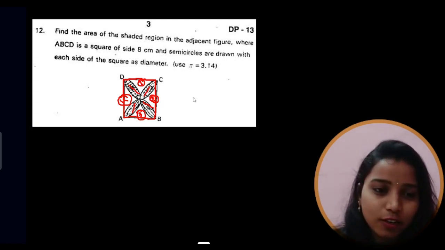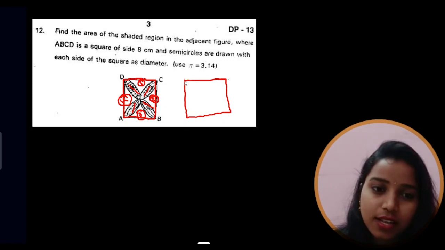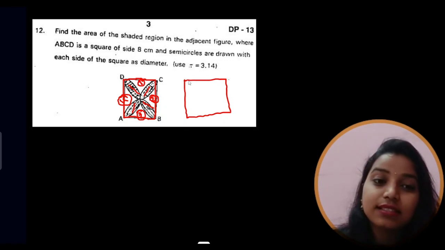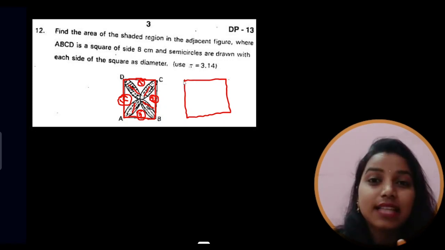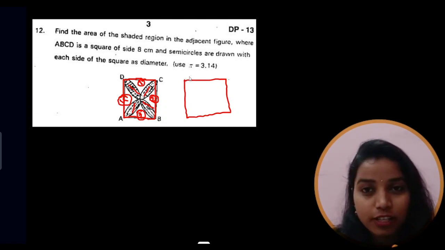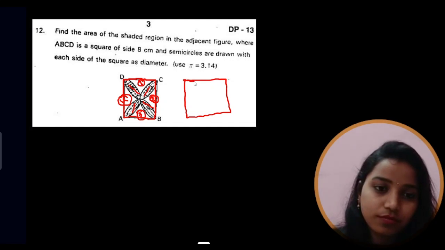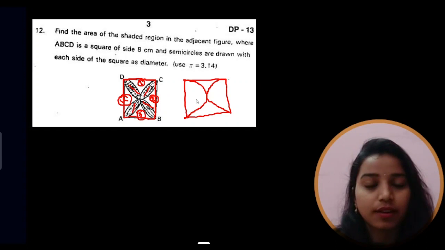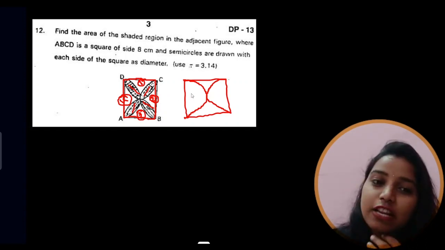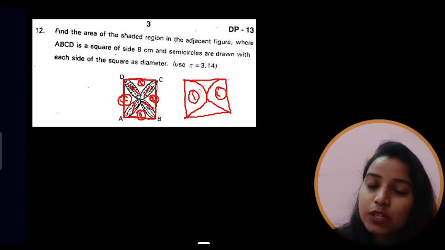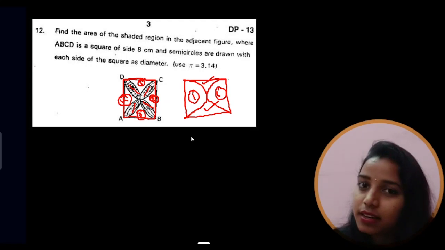Here I can give you one clue. This is a square, right? In this square, they have said each side of the square is considered as a diameter and drawn like this. It is one semicircle and this is another semicircle, isn't it? We can easily find this area and this area, right? Now, from this square, if we remove these two areas, then we are left with this area, isn't it?